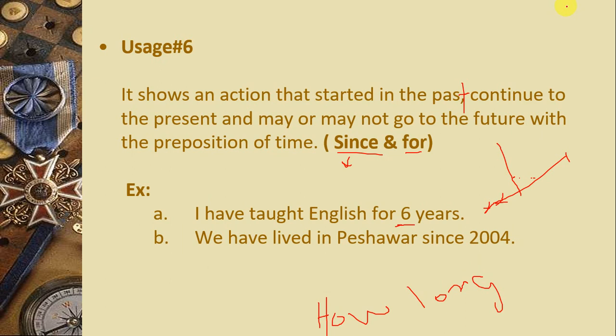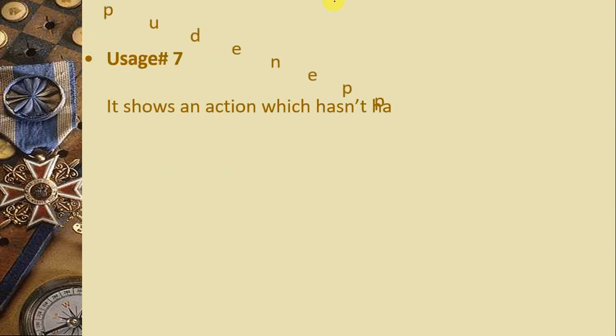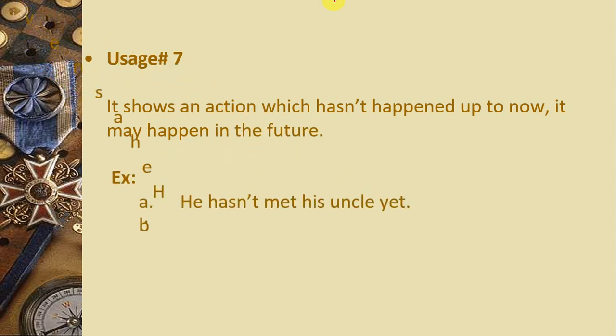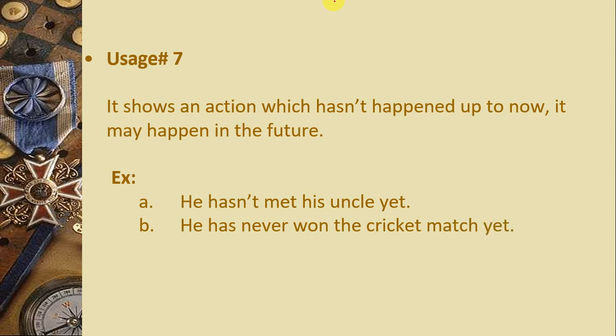Now let's see. The other usage, usage number 7, is it shows an action which hasn't happened up to now. It may happen in the future. It hasn't happened up to now. It may happen in the future.